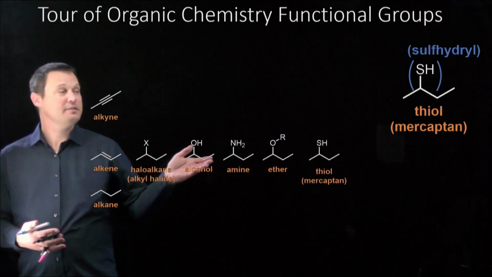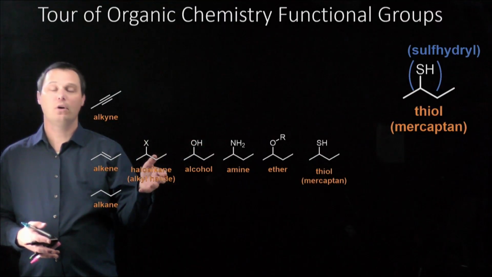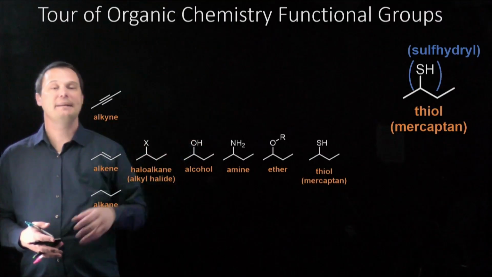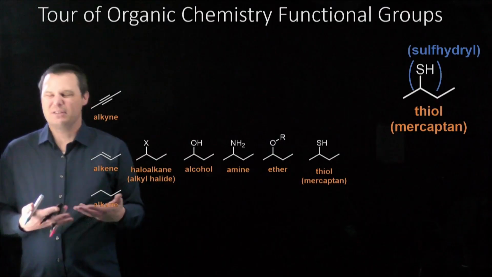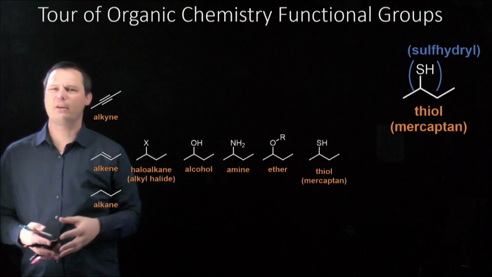Also related to alcohols is a thiol, sometimes called a mercaptan. The thiol is very structurally similar to an alcohol, except instead of an OH group, there's an SH group that we call a sulfhydryl group. There is also a thioether group where we have a sulfur with another alkyl group on the other side, but I'm not going to include that in this list.